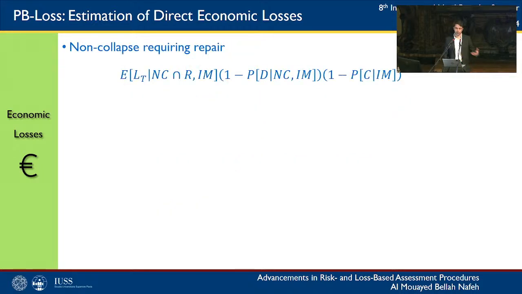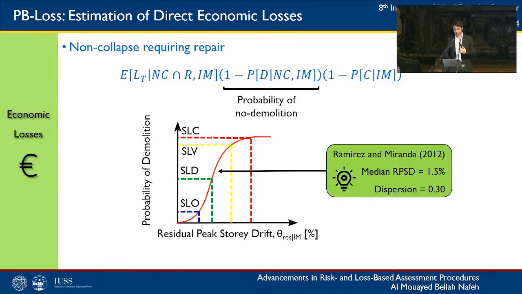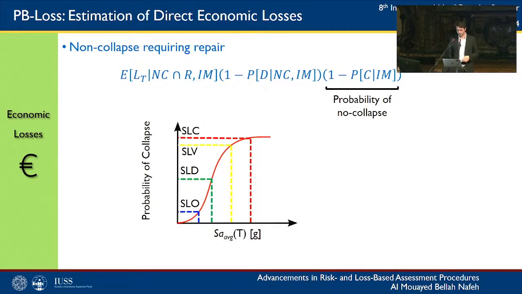The first event is associated with repairs conditioned on the building not to be demolished nor to be expected to collapse. The probability of no demolition is estimated by simply entering the demand-based demolition probability curve constructed with a median of 1.5% of residual peak story drift and a dispersion of 0.3 as suggested by Ramirez and Miranda, and reading off the value on the y-axis corresponding to the intensity measure level at each limit state.